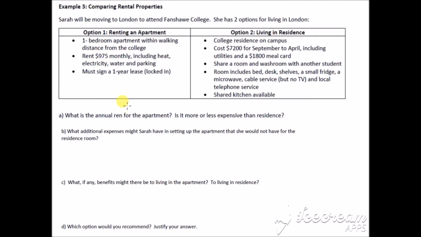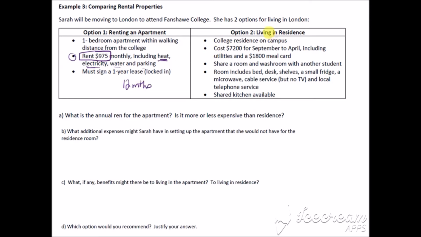Okay, example 3, comparing rental properties. Sarah will be moving to London to attend Fanshawe College. She has 2 options for living in London. She can either rent an apartment or live in residence. If she rents an apartment, it's a 1-bedroom apartment within walking distance from the college. The rent is $975 monthly, and this includes all of her heat, electricity, water, and parking. So it's all there for one price. She has to sign a 1-year lease, so it's locked in for 1 year, which is 12 months.